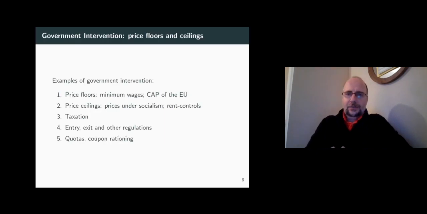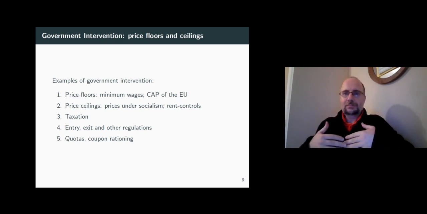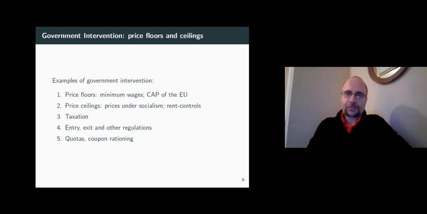Governments can intervene in a variety of ways. For example, they can set a price floor. A price floor is a price below which it's not legal to transact. For example, it's not legal to hire someone for less than the minimum wage. Minimum wages are widely used to regulate how much the poorest workers get, but at the same time they can create inefficiencies in the marketplace.